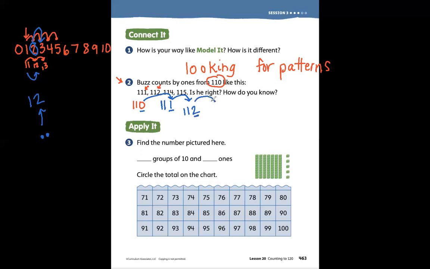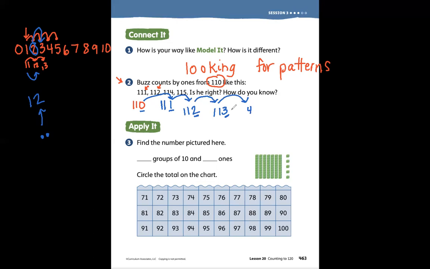After 112, look at our pattern, 0, 1, 2. What number would come after 2? 3, right? What number comes after 10? 11. What comes after 11? 12. What comes after 12? 13. But we still have one group of 100. What comes after 113? There's 3 ones.